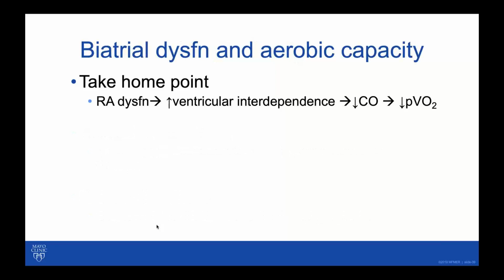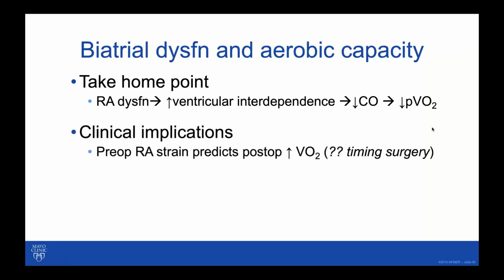So next, we talked about biatrial dysfunction and how it affects aerobic capacity. And I showed you that it starts with airway dysfunction, pericardial restraint, ventricular interdependence, underfilling of the left heart, low output, and impaired aerobic capacity. And again, I showed you that performing surgery before there's significant atrial dysfunction leads to postoperative improvement in peak VO2. Makes you wonder whether we should integrate this metric in timing of surgery.